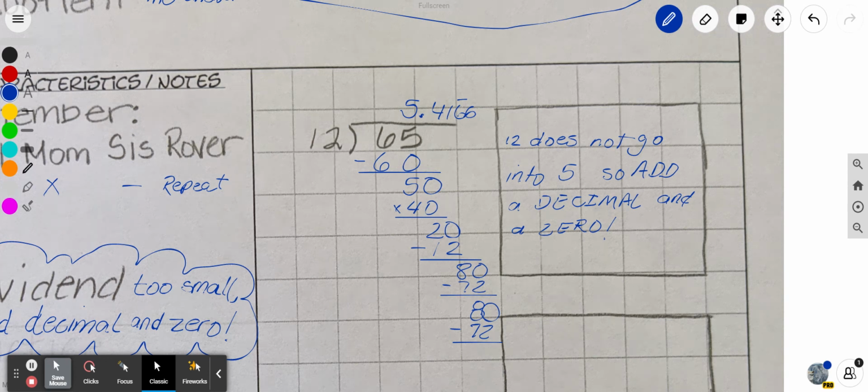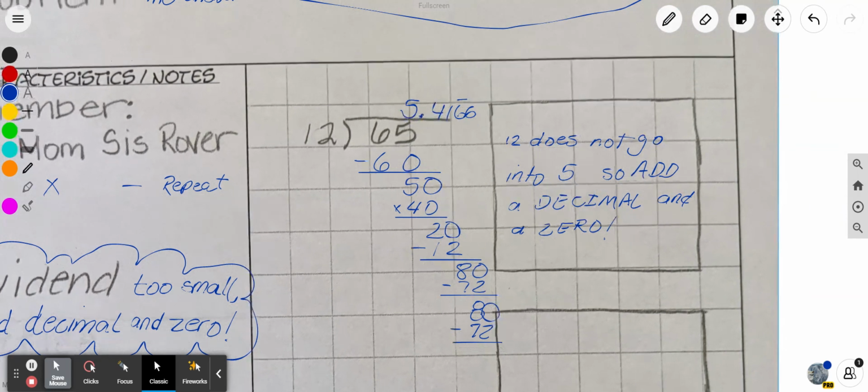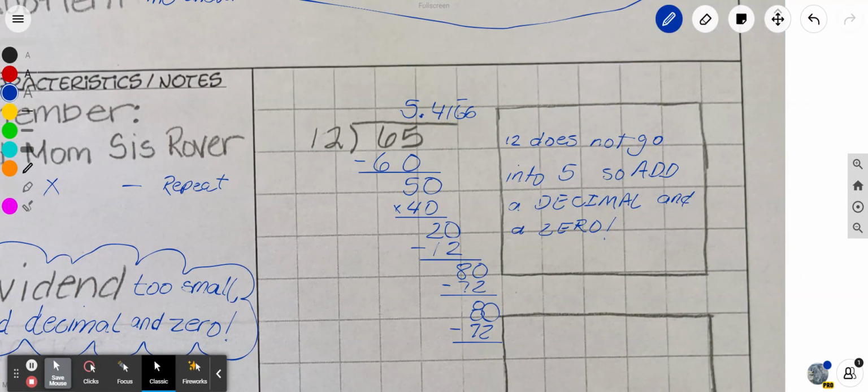12 does not go into 5, that should have been, I'm sorry, it was right here. 12 does not go into this 5 right here, so I added a decimal and a 0. I'm going to draw an arrow to my decimal and my 0.